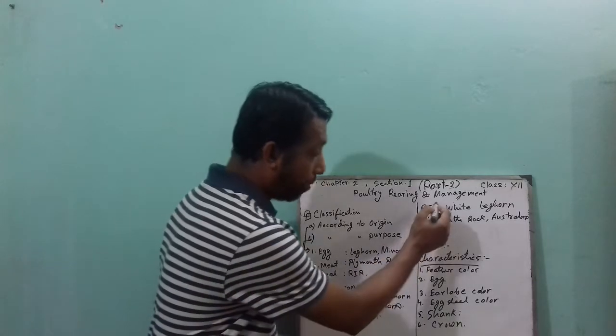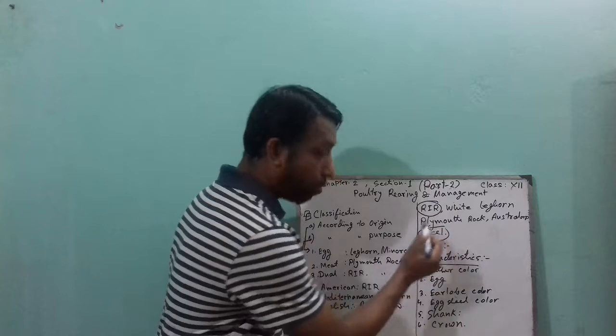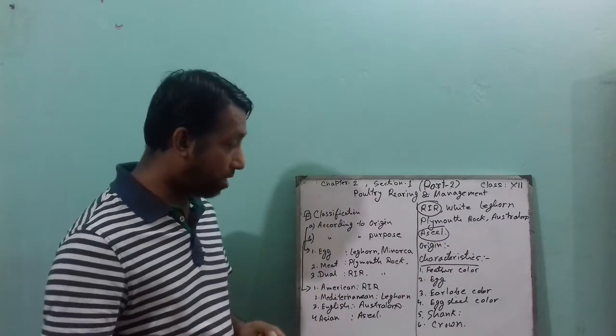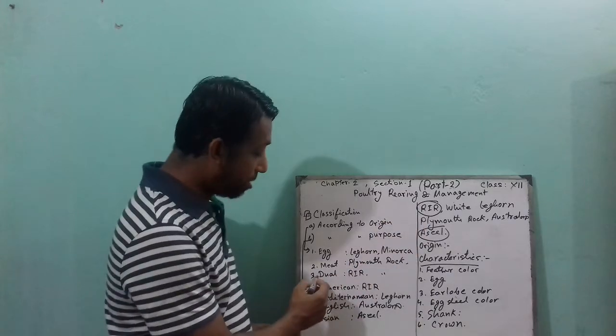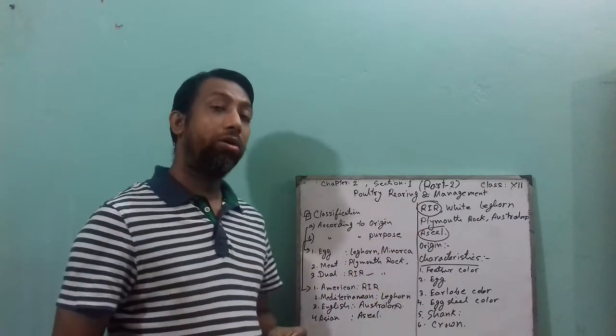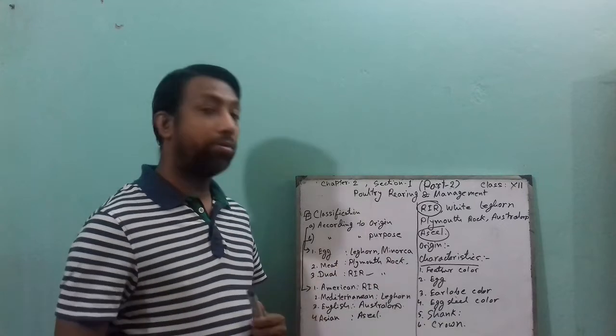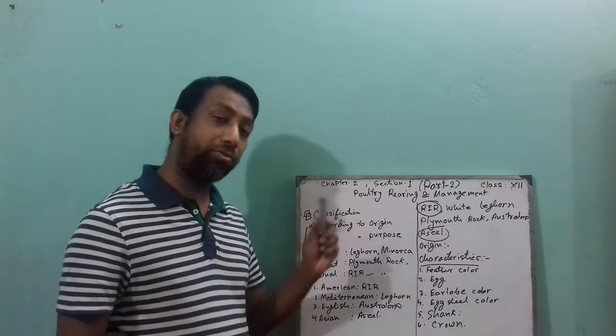This one is very important, Rhode Island Red and Asil. Why is this one most important? Because have a look here in the classification. Rhode Island Red is a dual purpose chicken breed. That is why this one is very important.